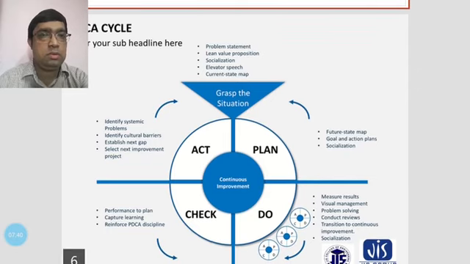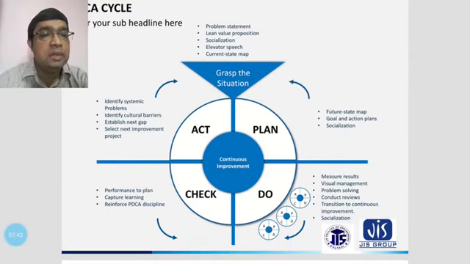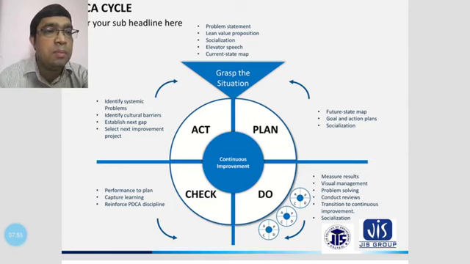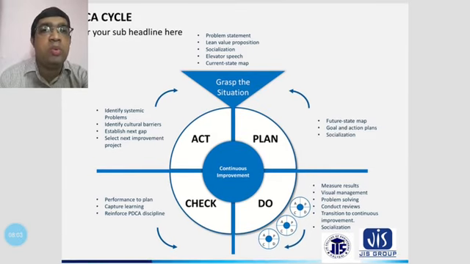Here you can see the PDCA cycle given. The first thing is Plan: mapping the future steps, the goal and action plans. What is the goal of your company, the goal of your new products, the goal of your new business strategy, the long-term product goal and the short-term goal? All these things are mentioned in the plan.